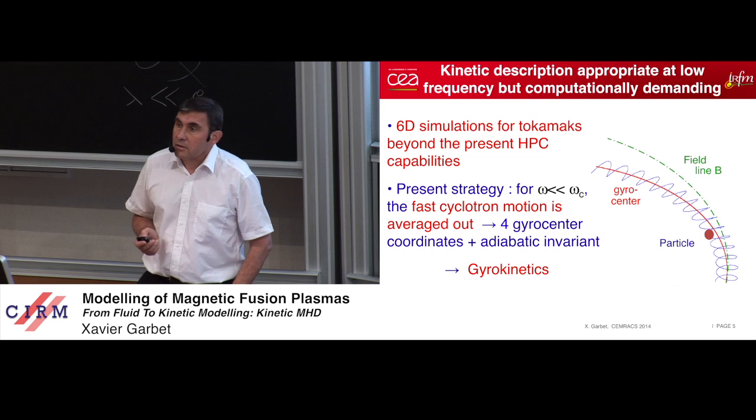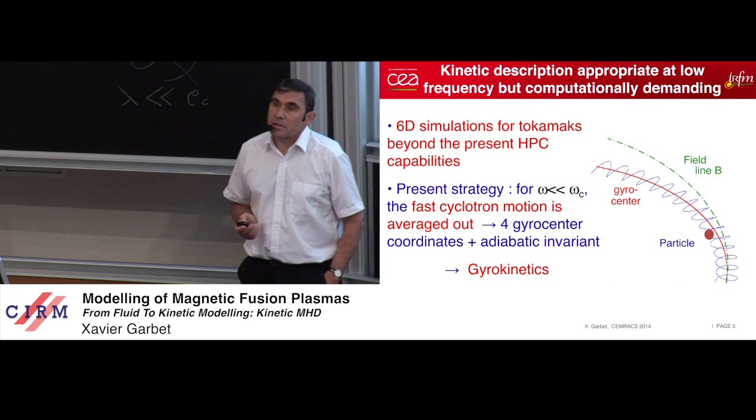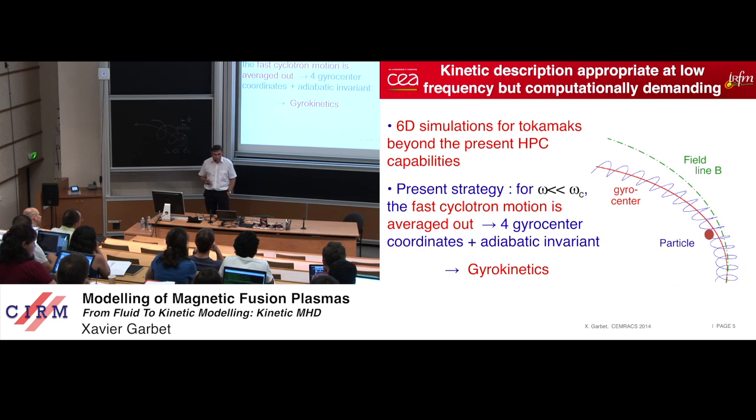The adiabatic invariant, or the magnetic moment, is an adiabatic invariant. Okay, and that's very practical. And you're left with 4 dynamical variables, which are typically the gyrocenter variables.